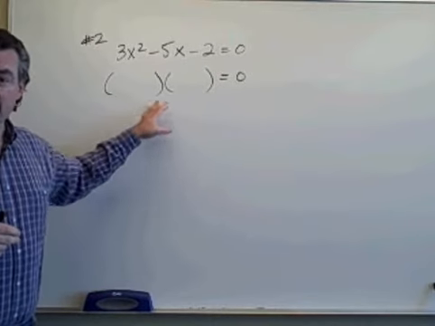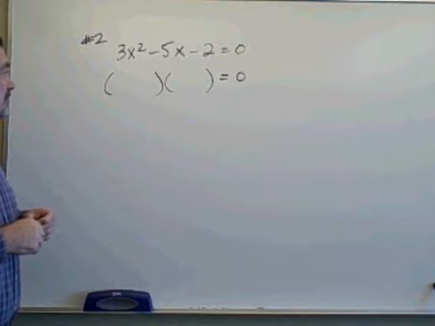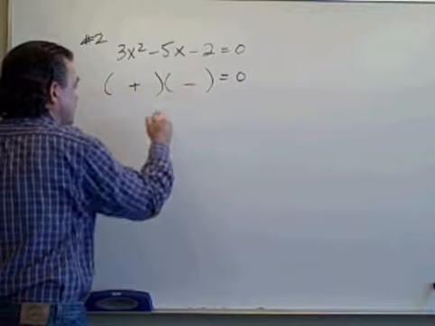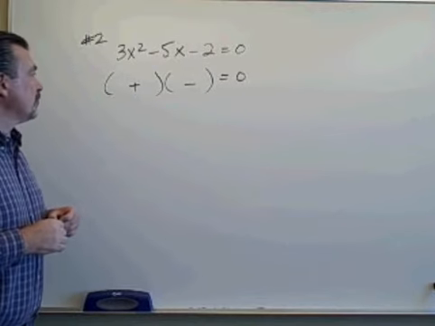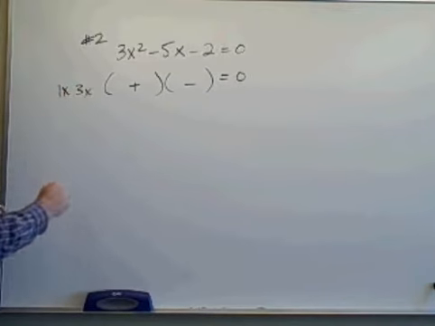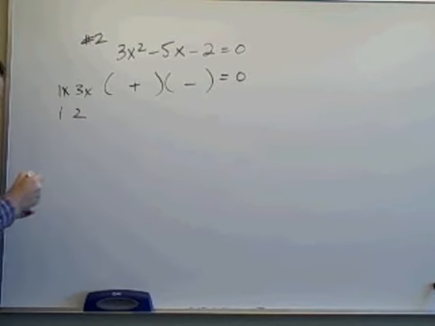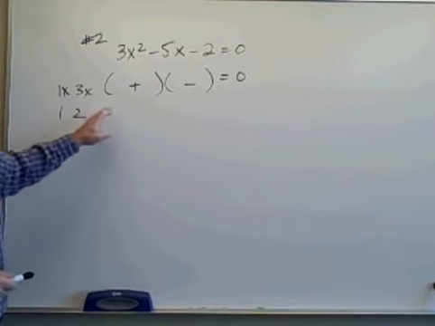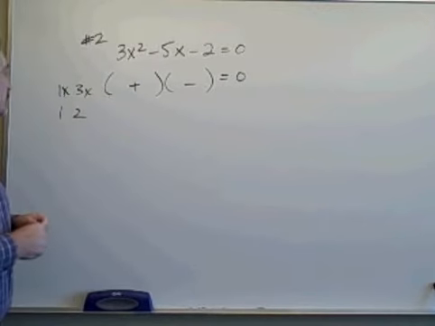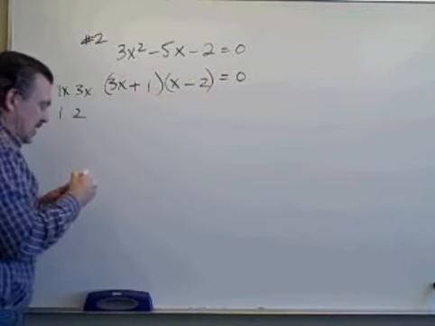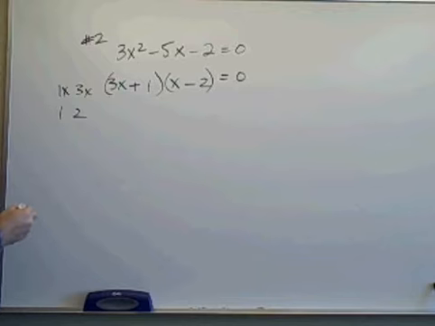If trinomials factor, they factor into the product of two binomials. Since that's minus 2, that tells us we need a plus and a minus in our binomials. The way to get 3x squared is 1x times 3x. The way to get 2 is 1 times 2. So 1x and 3x need to be put somewhere in the first positions. 1 and 2 need to be put in the second positions of our binomials. And we want to get a minus 5x.